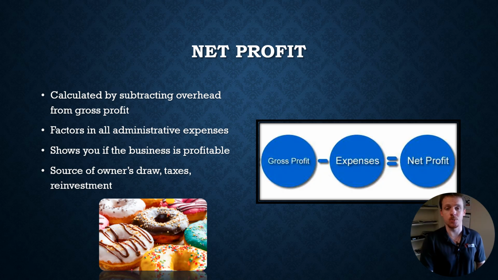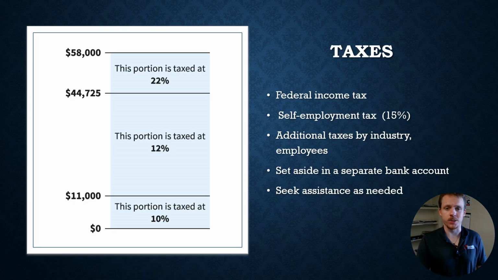It's also what a business will be taxed from, as it is the source of the owner's income. Net profit that doesn't go towards taxes or the owner's draw can be safely invested into the business to upgrade and expand. Federal income tax rates change regularly and vary by annual income as well as marital status. The graphic here shows tax rates as of 2023 for a single person making $58,000 a year.